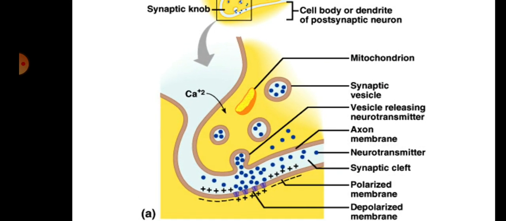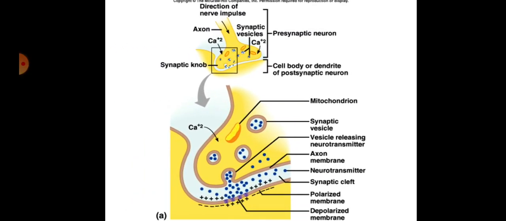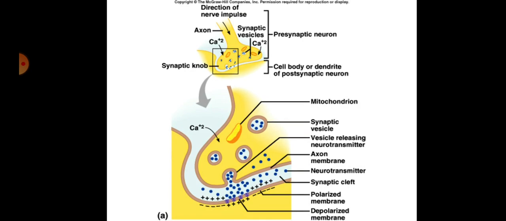You can see the positive sign inside the synaptic cleft and negative on the opposite side. Then again you can see positive ions and then negative ions outside and positive ions inside the cleft. In the next slide, I will tell you about the depolarization and the repolarization of the membrane.